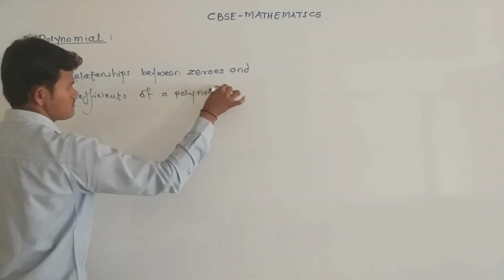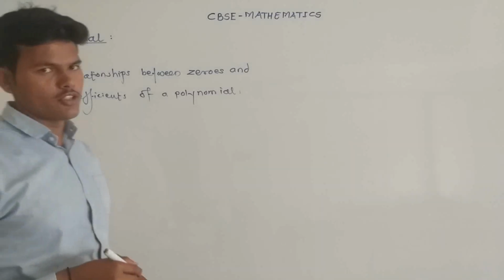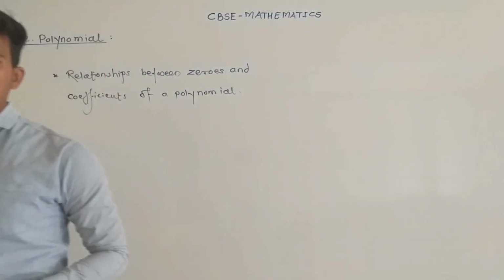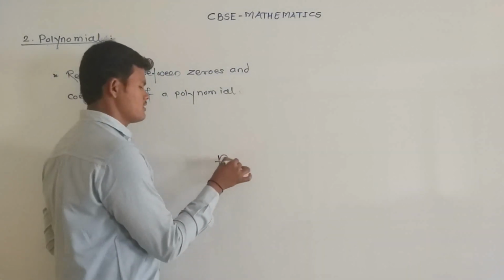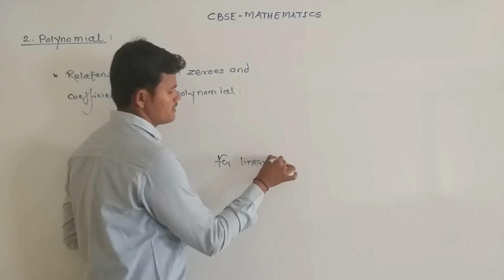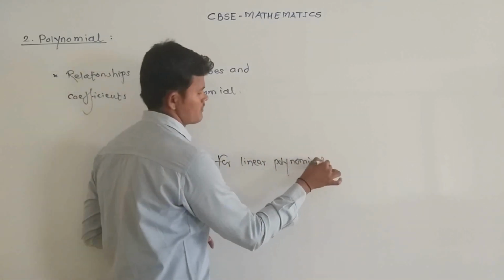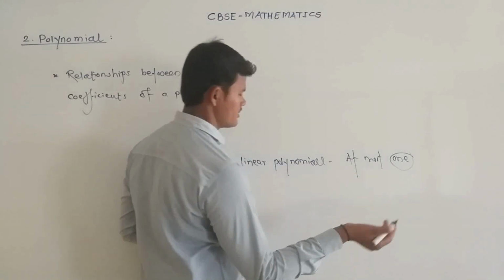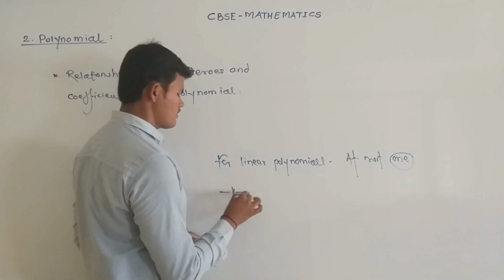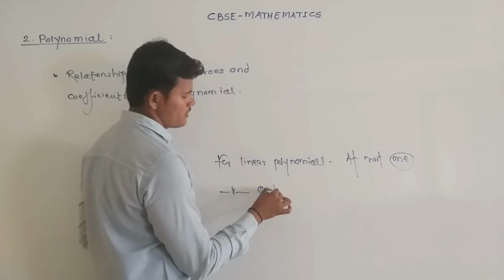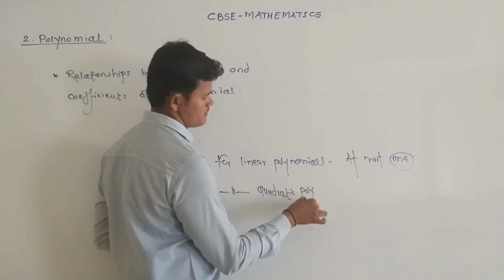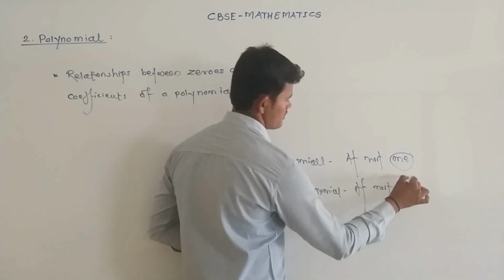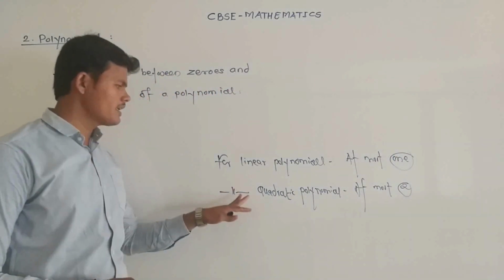In the last lecture, we discussed the geometrical meaning of the zeros of a polynomial. That means for a linear polynomial, at most one zero is there. For a quadratic polynomial, at most two zeros are there, but there are three cases for a quadratic polynomial.